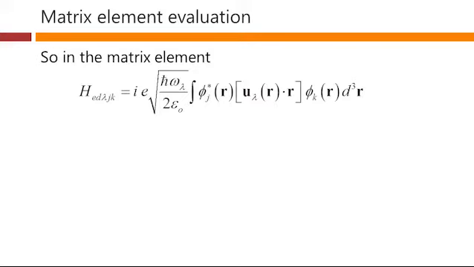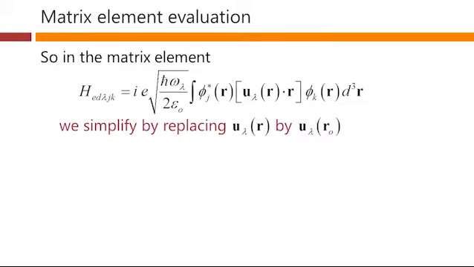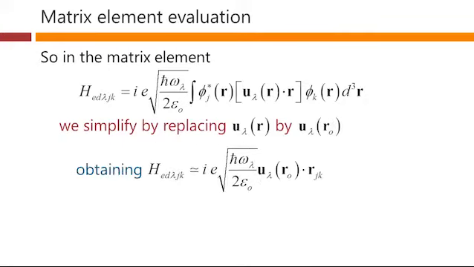So in this matrix element, where this is the electromagnetic field mode form, we can simply replace this inside the integral by a constant, which is the electromagnetic field mode form at the position of the atom, roughly speaking. And so we can move that outside the integral, and we're just left with the integral with the wave functions of the initial and final states, and the position operator r in the middle.